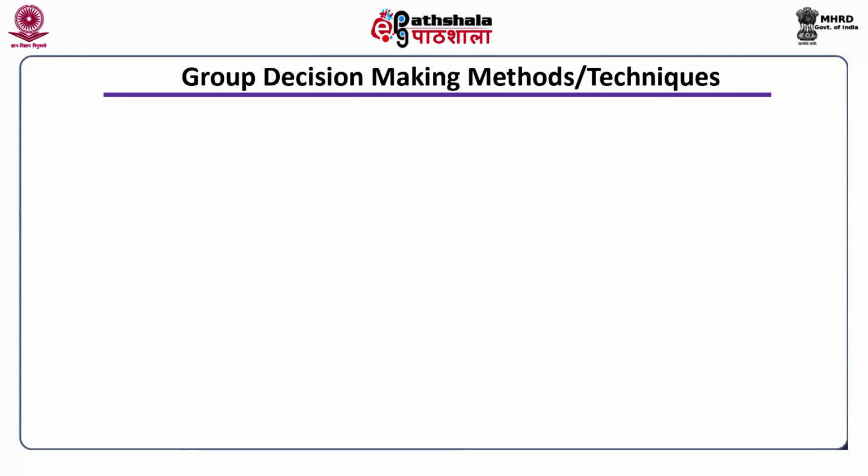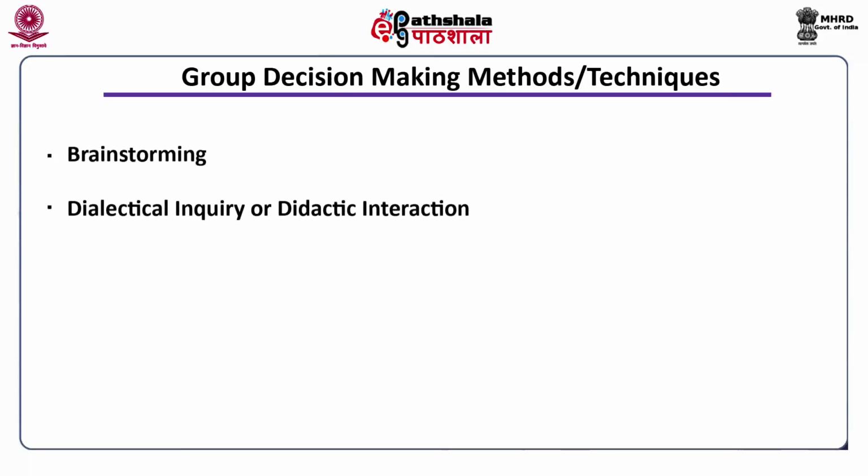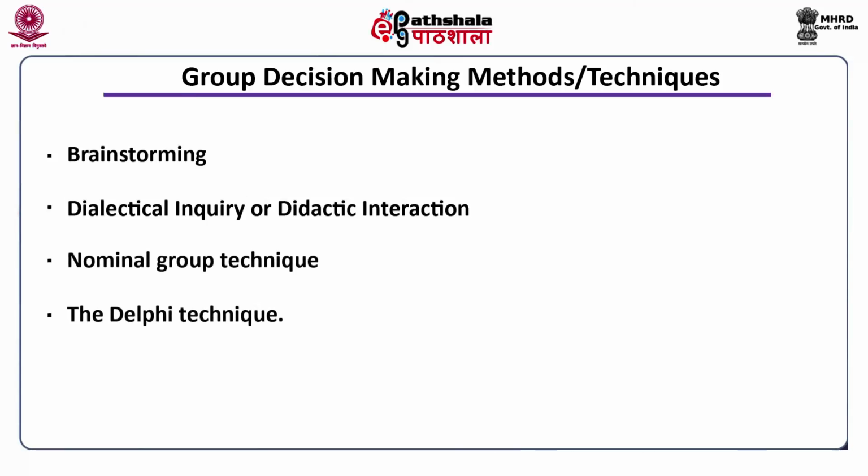Out of the various methods adopted by groups for the purpose of decision making, the most common methods we have learnt are as follows. First one is brainstorming. Then we have dialectical inquiry or dialectic interaction. Then nominal group technique and the Delphi technique. We are going to discuss these four techniques of group decision making.